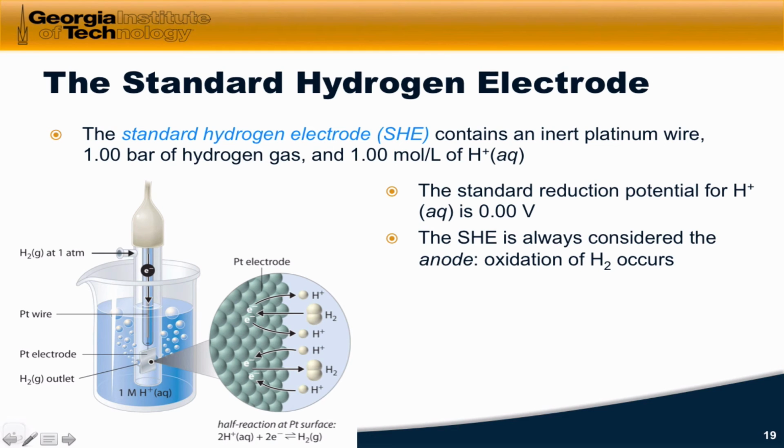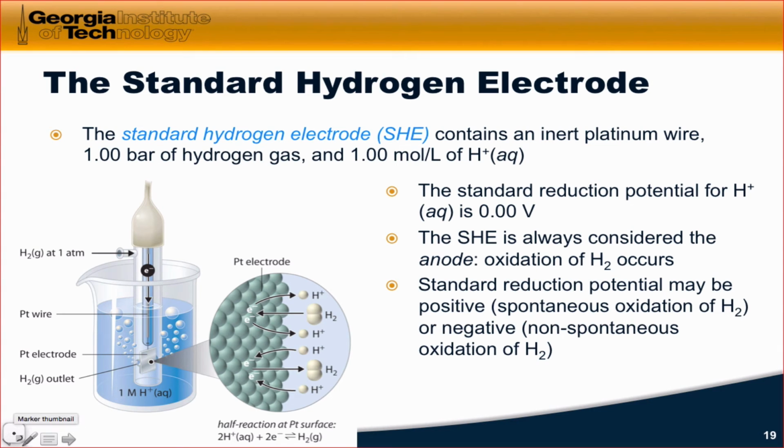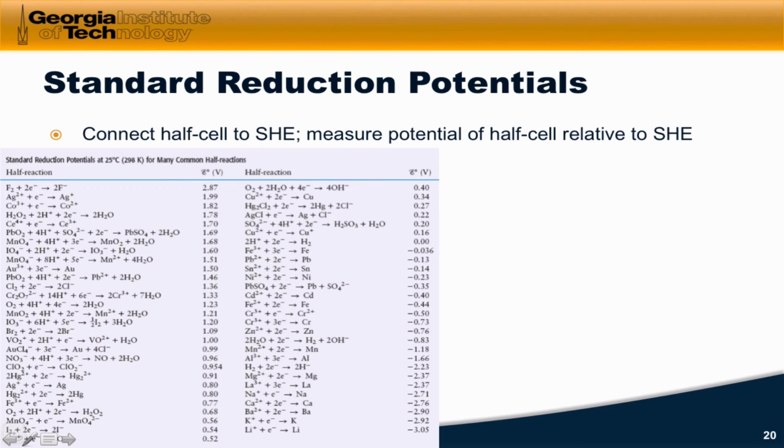And in this experiment, as we've mentioned several times, the SHE is always considered the anode. Oxidation of H2 by the cathode half cell may be spontaneous or it may not. That's why the standard reduction potential can be either positive, in which case that oxidation is spontaneous, or negative, in which case that oxidation is not spontaneous, and in fact, the reduction of protons is spontaneous. The reverse direction is spontaneous. We want to develop a good intuition for what a positive standard reduction potential means and what a negative standard reduction potential means. So on the next slide, I've listed a ton of measured reduction potentials.